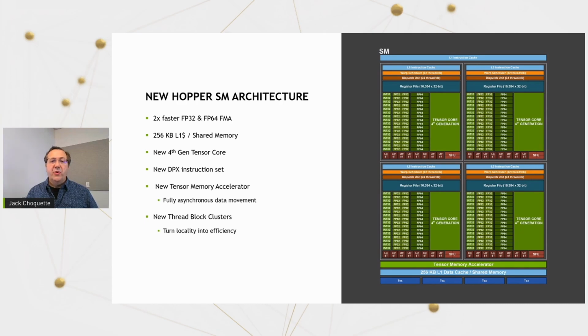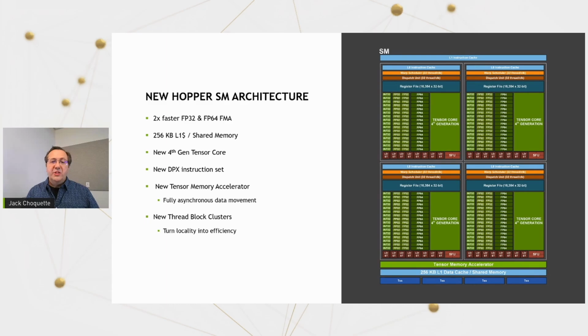It contains the new 4th generation Tensor Core that is 2x faster and more efficient. The Hopper SM introduces a new dedicated instruction set for dynamic programming called DPX, which provides advanced operand fusion for the inner loop of many dynamic programming algorithms. It adds a tensor memory accelerator for efficient asynchronous movement of multi-dimensional tensor data.